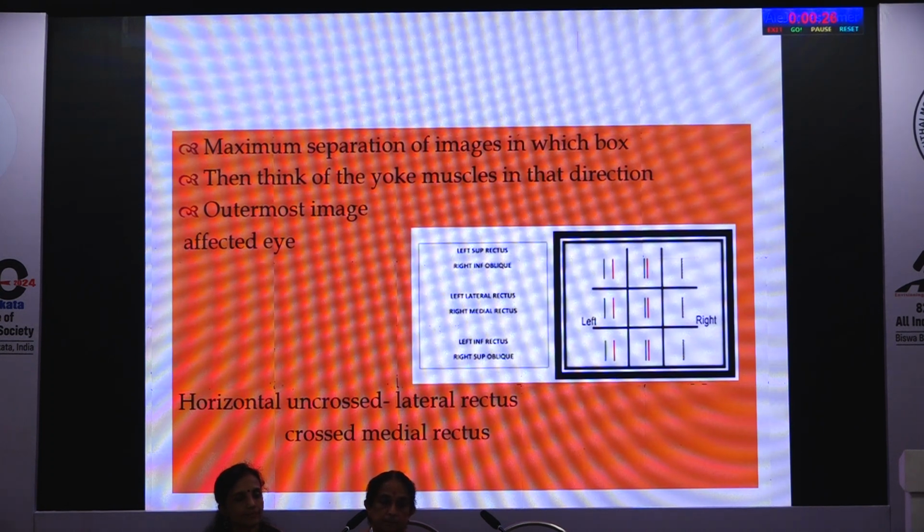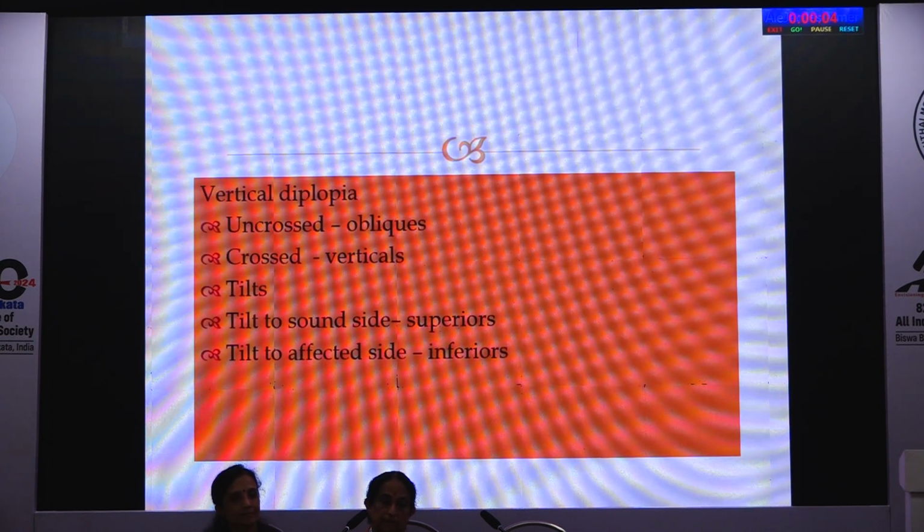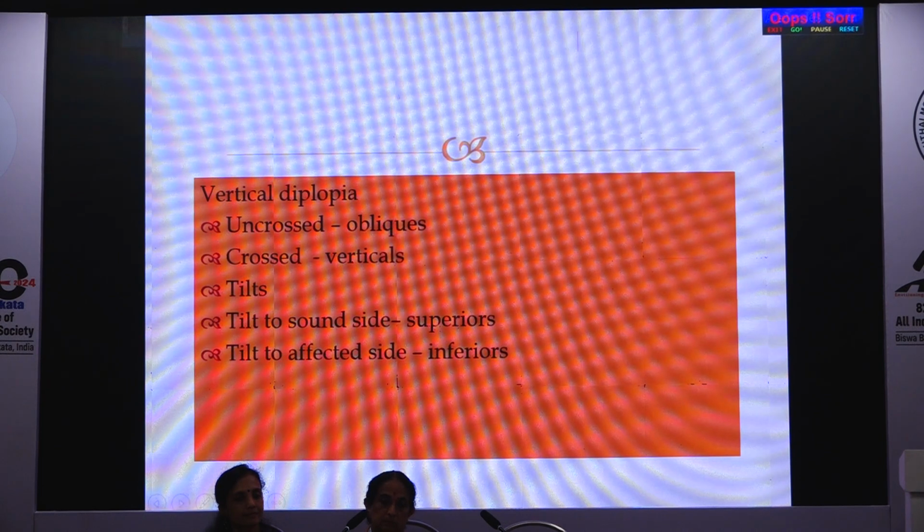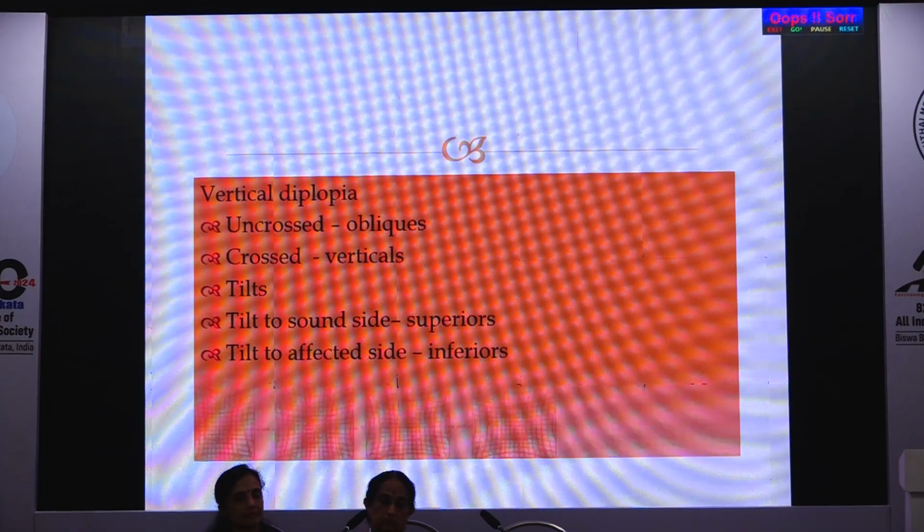So just look at the box which has maximum deviation, and then you know that mainly it is 2 muscles, and from that you have to find out which muscle and the corresponding nerve. Always the outermost image will belong to the affected eye. In horizontal uncrossed images, usually the lateral rectus is involved, and if crossed, it is the medial rectus. A few tips: in vertical diplopia, when you have uncrossed, usually the obliques are involved; crossed vertical, the superiors or inferiors. The image tilts to the sound side when the superiors are involved, and to the affected side with the inferiors.